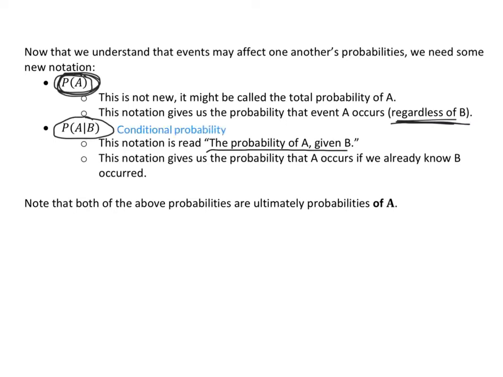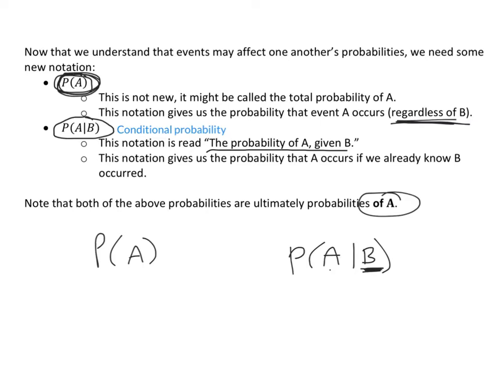Now, just to be clear, these are both ultimately probabilities of A. They're both about A. The difference is that this one is just saying this is the probability of A, and we really don't care whether or not B has happened. And this one, the probability of A given B, is the probability of A occurring given that we know that B has already happened.